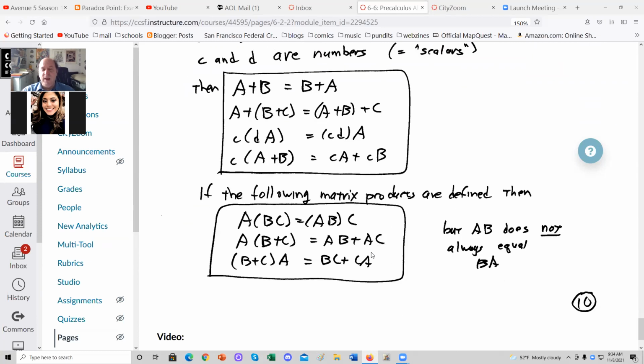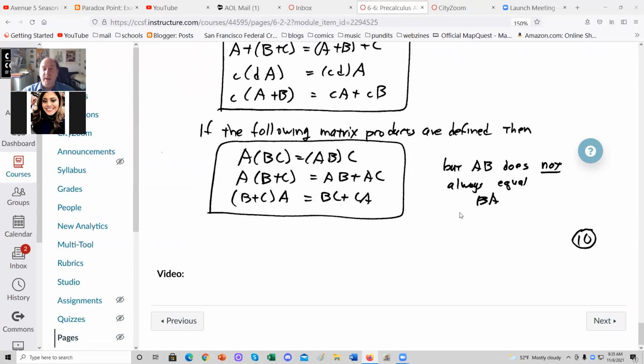If you can define the matrices A, B, C, and AB, and BC, and so on, then associativity applies: A times BC equals AB times C. The distributive law applies: A times B plus C is AB plus AC, and A plus B times C is AC plus BC. However, the commutative law does not necessarily apply to matrices. AB does not always equal BA. So that's that for that.